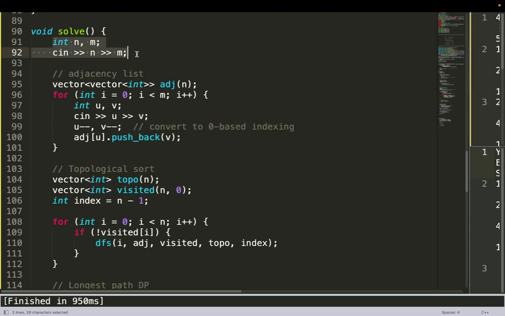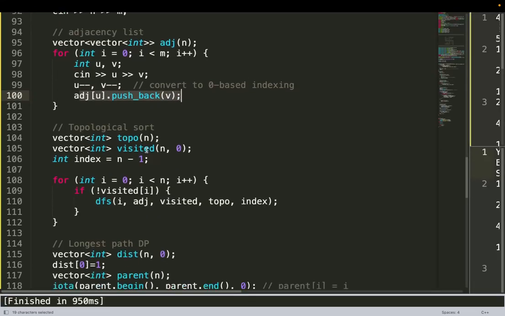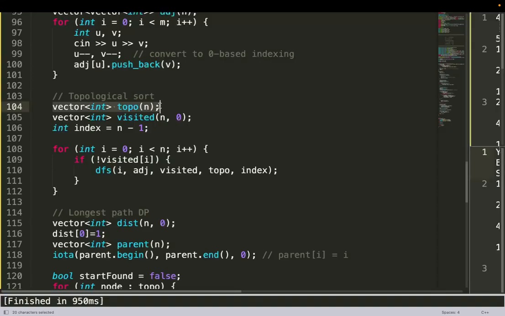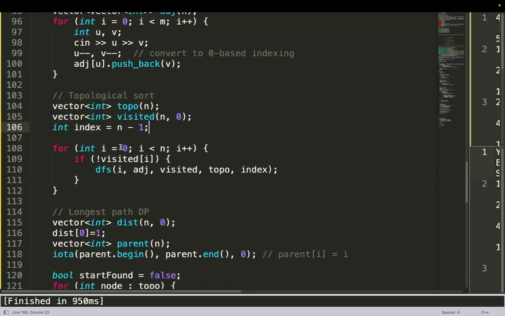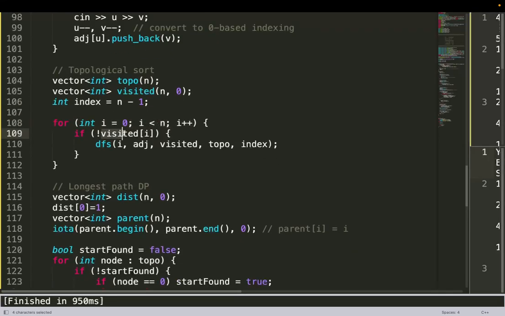So I have taken the number of nodes and edges as input, constructed an adjacency list, converting to zero-based indexing, and then adj[u].push_back(v). It's a directed graph. Then defining the topological sorting vector and a visited vector. And currently the index is n-1. What is this index? You will see once I call this function. Now for every node, if that node is not visited, I am calling a DFS function with all of these vectors and the index value. Okay.